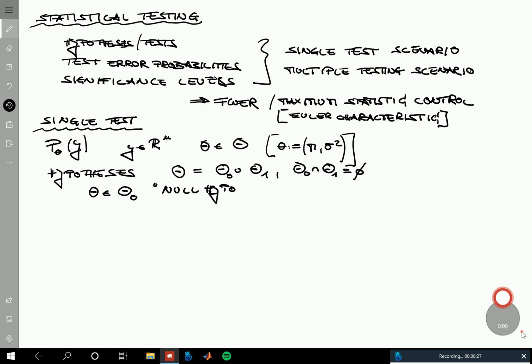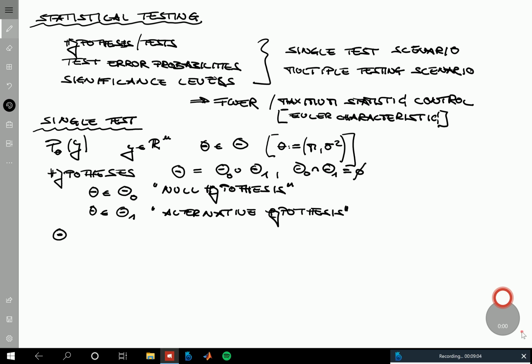and because always saying theta in theta 0 is a little bit annoying, we also just call the parameter subset theta 0 the null hypothesis, and we call theta in theta 1 the alternative hypothesis. And hence big theta 1 is also the alternative hypothesis. And then, of course, we can think of simple examples.